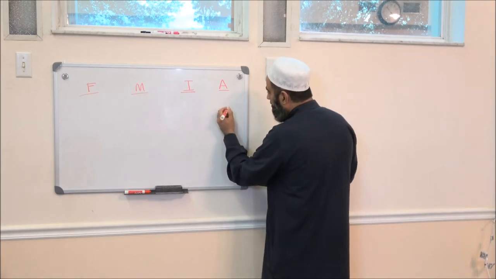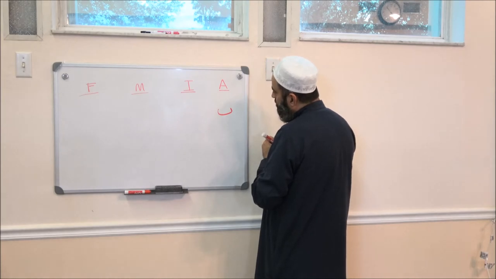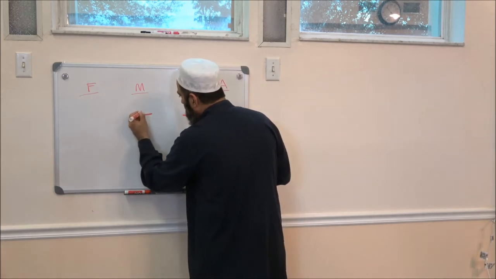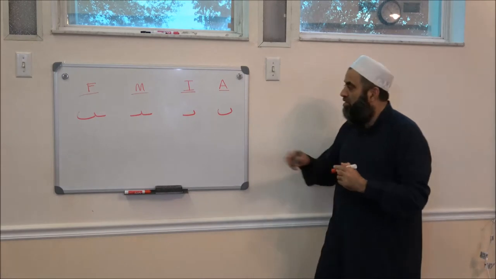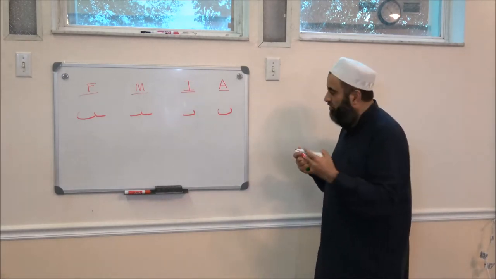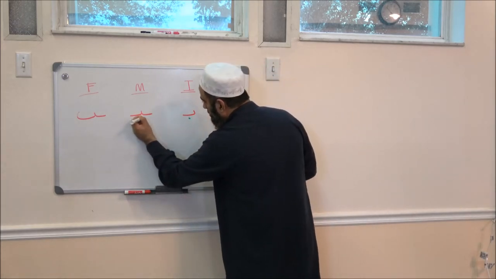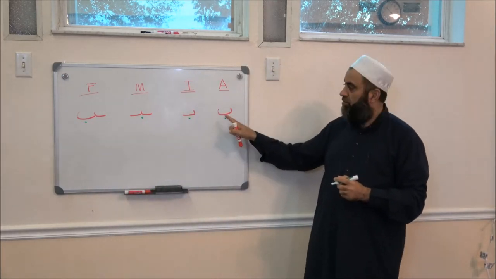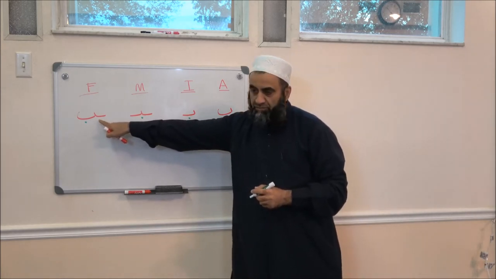Okay. I'm just going to put the shape. Okay. How do I make this shape the sound of the B? Just one dot at the bottom, right? Ba: standalone, ba, initial form, in the middle, in the final.